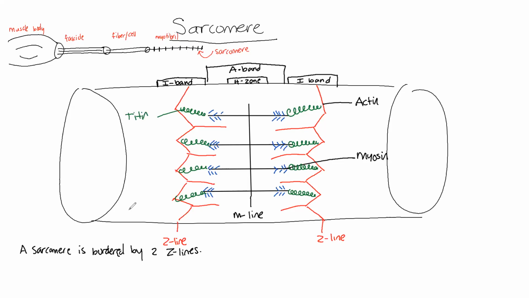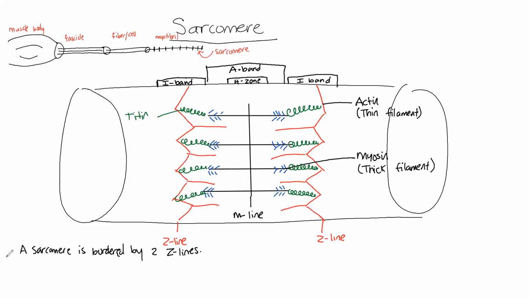Okay. And let me also make a note of what these filaments are. So actin is referred to as the thin filament. Myosin we called the thick filament.